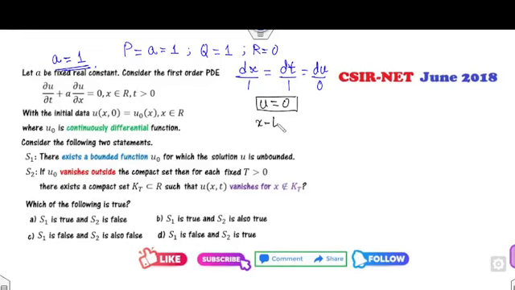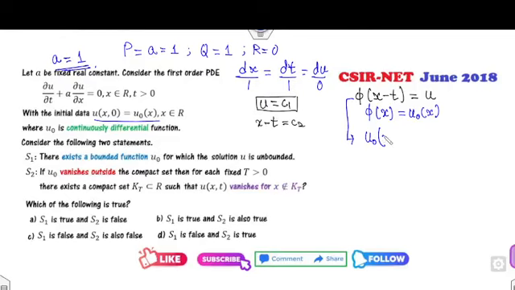Another one is x minus t is equal to constant. So I can also call them C1, C2. So therefore the solution is x minus t is equal to constant. Apply the initial condition. It will give you phi of x is equal to u0 of x. So therefore I can substitute this value u0, x minus t is equal to u. That is my required solution. That is, you can say u of x comma t is u naught of x minus t.